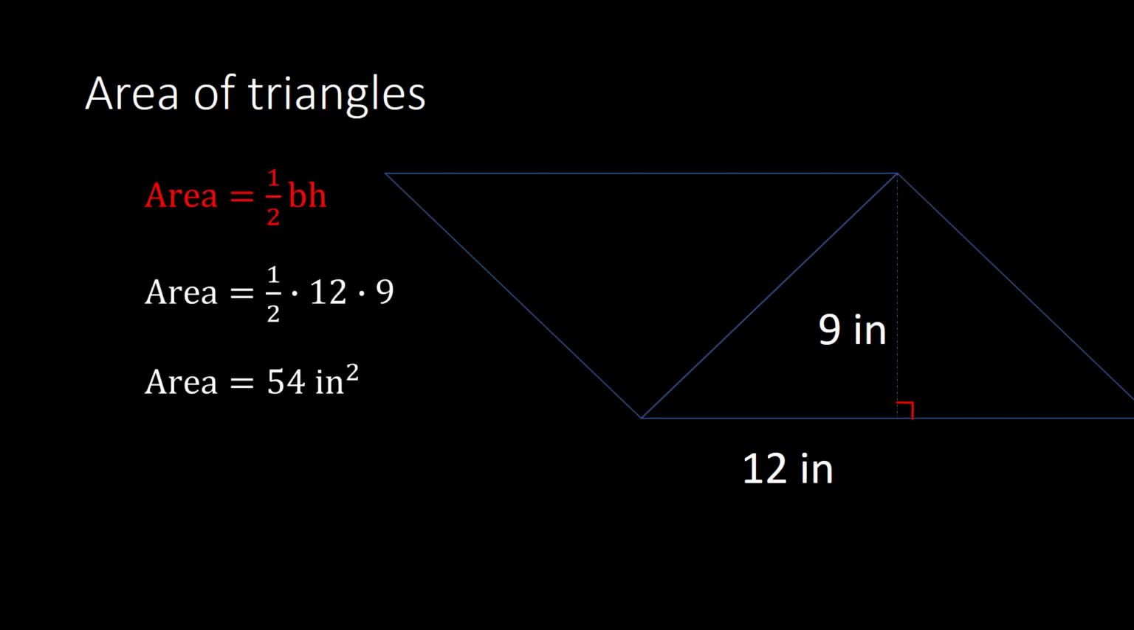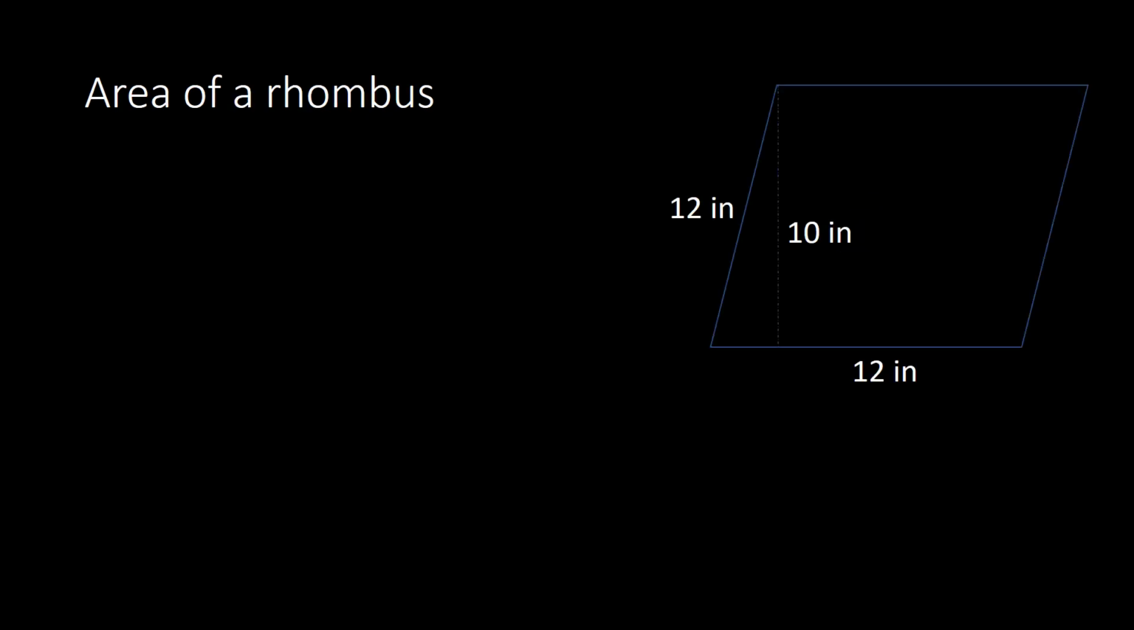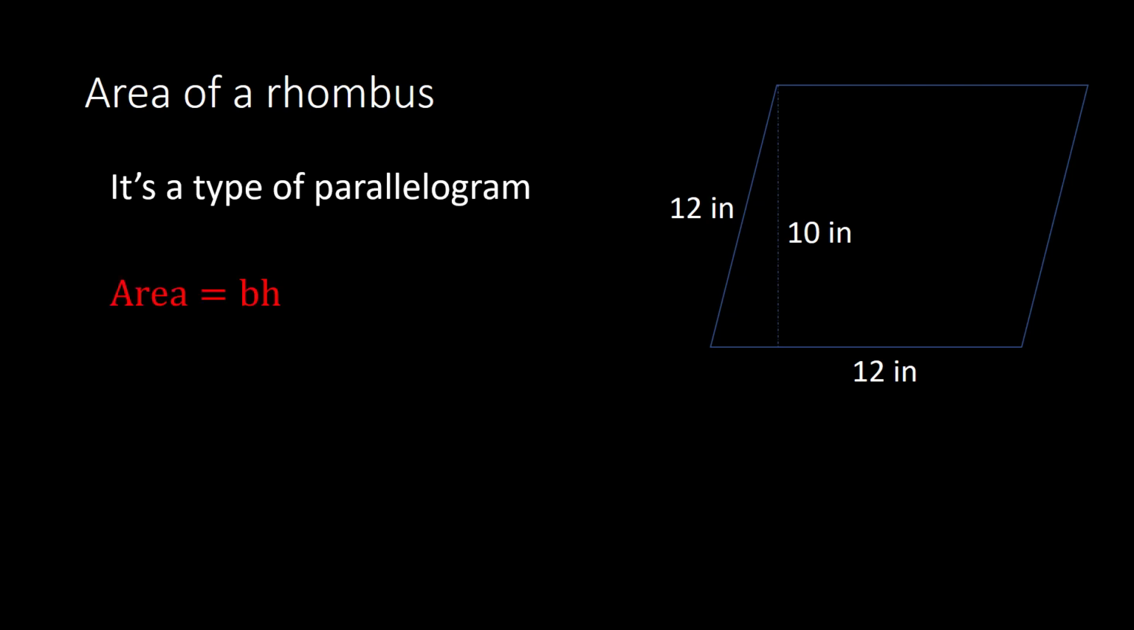The next shape we have is a rhombus. Now, a rhombus is a specific type of parallelogram. So we can still use the parallelogram formula, which is base times height. So the base and the height will be perpendicular to each other, and the height is connecting the 2 sides.